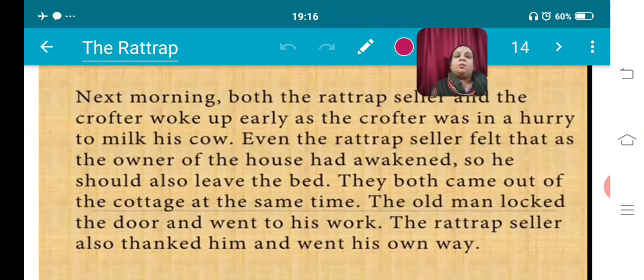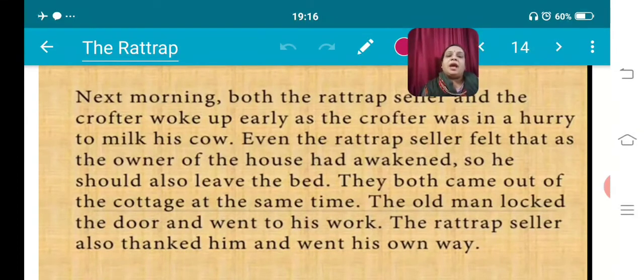Next morning, both the rat trap seller and the crofter woke up early, as the crofter was in a hurry to milk his cow. Even the rat trap seller felt that, as the owner of the house had awakened, he should also leave the bed, though he wanted to sleep for some more time. They both came out of the cottage at the same time. The old man locked the door and went to his work. The rat trap seller also thanked him and went his own way.